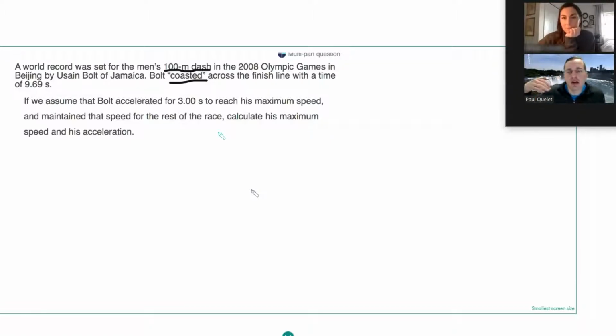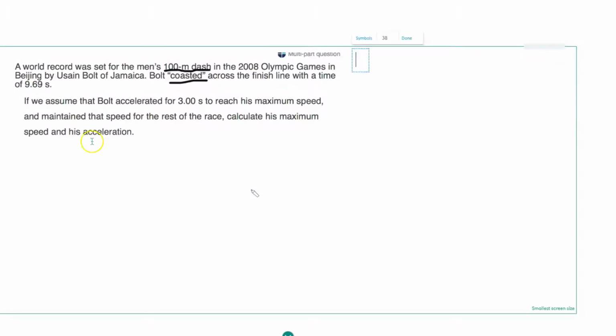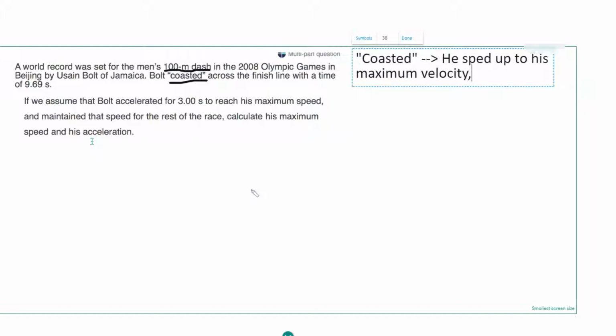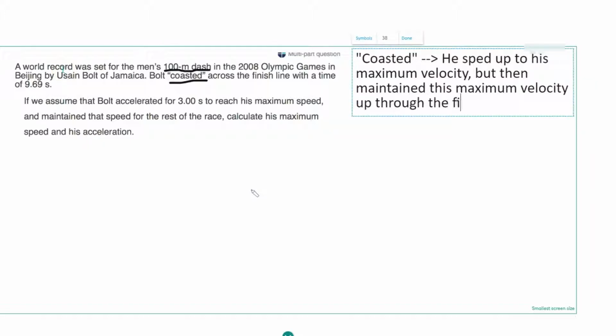In fact, if you've ever watched these sprints, the sprinters usually make sure they run through the finish line. They make sure they're still going their maximum speed when they cross the finish line, and it takes them many steps to slow down. So coasted means he sped up to his maximum velocity, but then maintained this maximum velocity up through the finish line of the race.